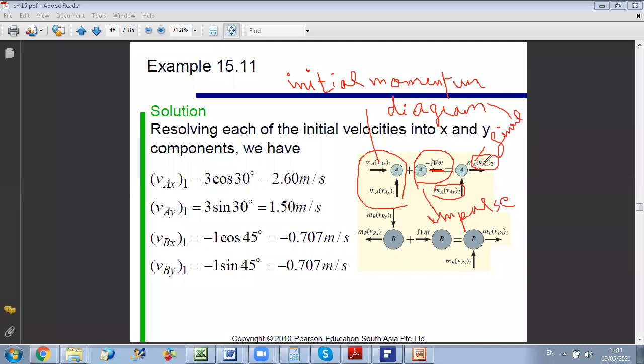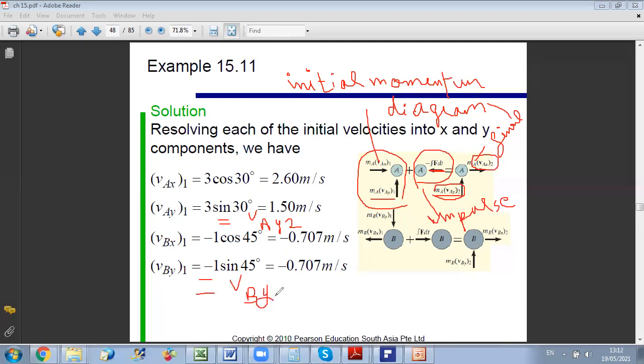In this case, we have two unknowns, VAY2 and VAX2. Okay? Concerning VAY, you can directly see from the diagram that there are no impulsive forces along Y. So MA VAY1 equals MA VAY2, meaning VAY1 equals VAY2. And the same for B: this is equal to VBY at state 2.